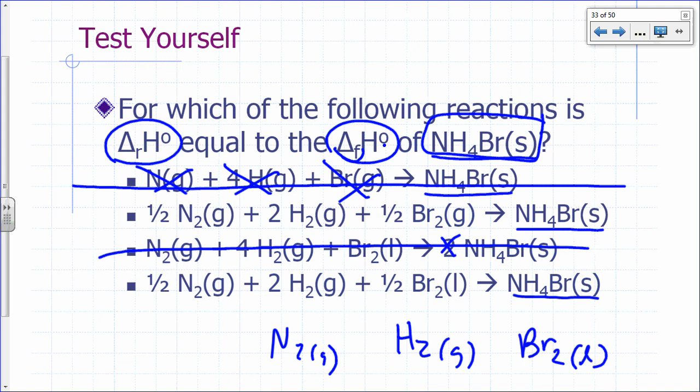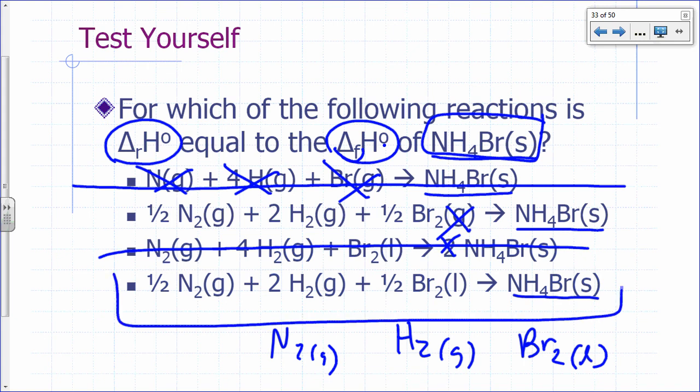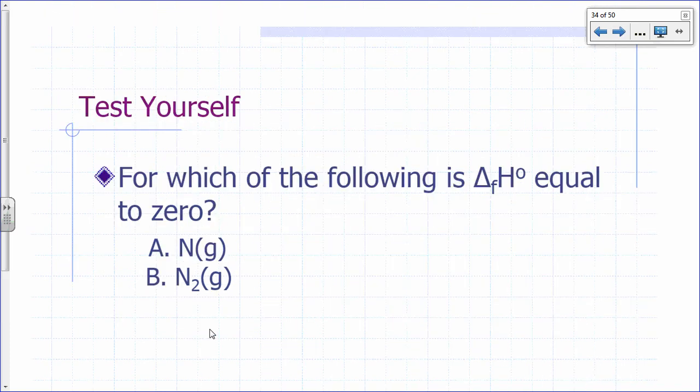What about the second one? Is that correct? Bromine should be liquid. Okay, so that's wrong also. So the correct answer is this last one. Note that you may have to use fractional coefficients like 1/2 N2 here to balance your equation, because you have to have 1 mole of the indicated substance or whatever it is you're interested in on your product side, for the delta H of that reaction to be called a standard enthalpy of formation.